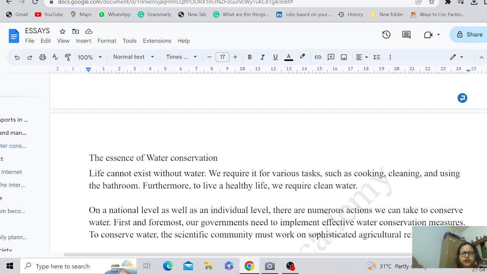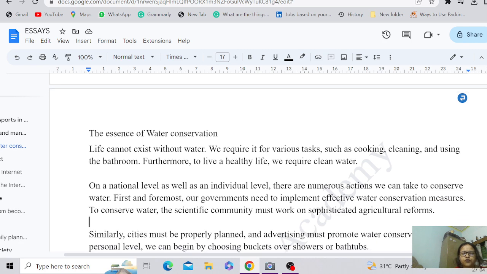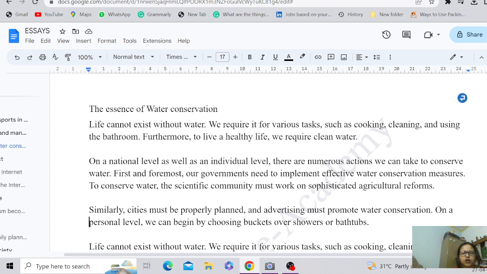To conserve water, the scientific community must work on sophisticated agricultural reforms. And if we need to conserve water, our community has to follow certain agricultural reforms, in the ways of using and preserving water in agriculture. Similarly, cities must also get properly planned, and advertising must promote water conservation.